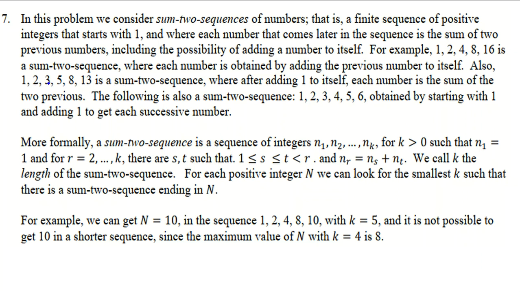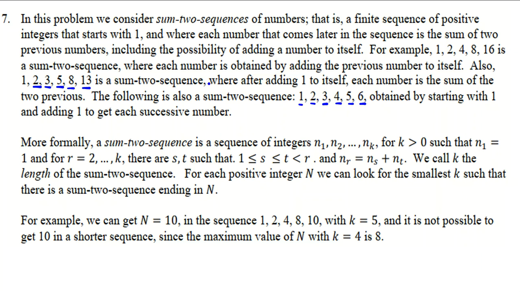Why? Because look, the problem says each element is the addition of 2 previous elements, or you can add an element to itself. So for example, 2 is 1 plus 1, 3 is 1 plus 2, 5 is 2 plus 3, 8 is 3 plus 5, 13 is 8 plus 5. Also we have another one. The next one is 2 is 1 plus 1, 3 is 1 plus 2, 4 is 2 plus 2. You can add one element to itself. 5 is 2 plus 3, 6 is 4 plus 2, or 5 plus 1. You can select both of them.